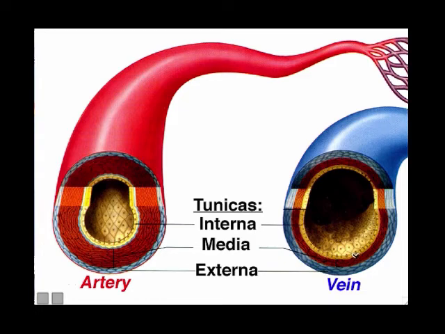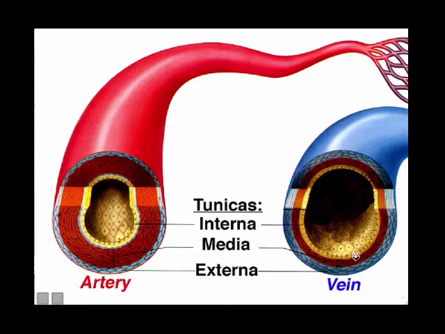The arteries regulate the blood flow more than the veins do. And so, you know, it's kind of the job of the arteries to regulate the blood flow. That's not the job of the veins. So that's why the body gives the arteries a thicker tunica media than the veins have.